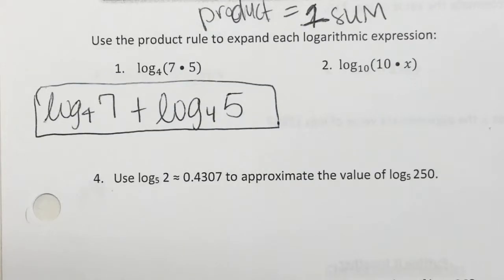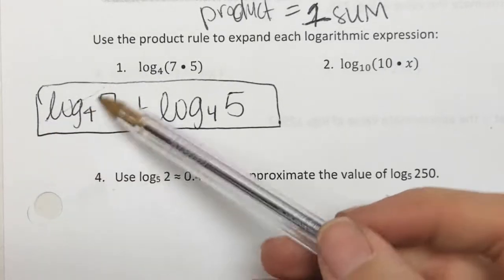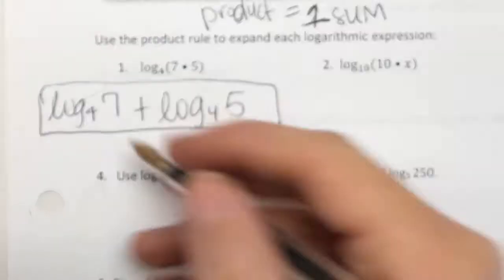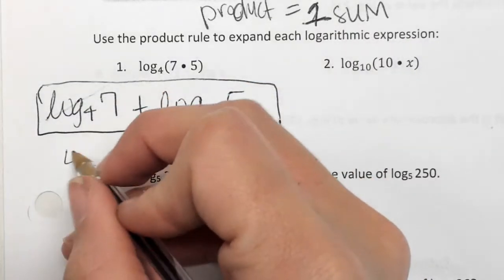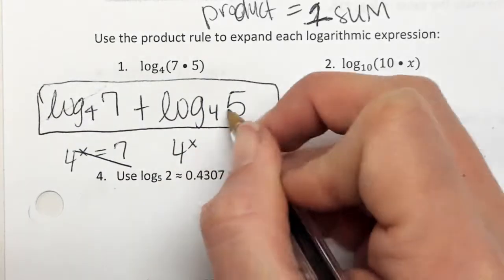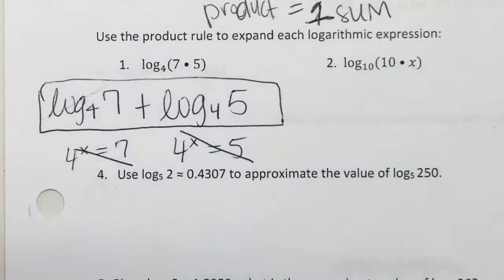The last thing you want to check on these is if you can simplify this. And here's what I mean. Don't write this part down. Can I raise 4 to a power to get 7? No. Can I raise 4 to a power to get 5? No. So that's all I can do with this problem.